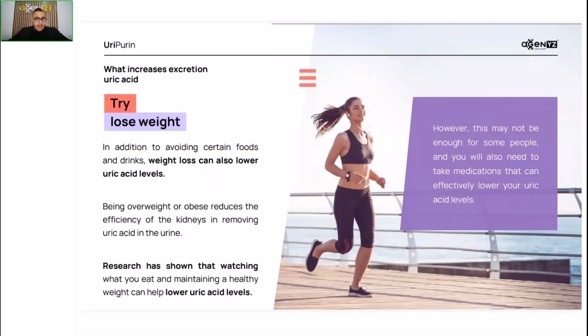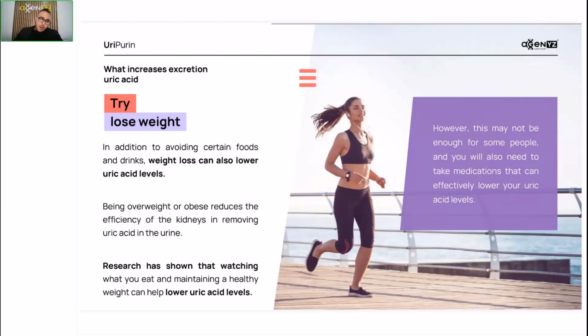And basically, to help us increase the excretion of uric acid from our bodies, we need to lose weight as well if we have an excess amount of body weight. Weight loss can lower your uric acid levels. Being overweight or obese reduces the efficiency of the kidneys in removing uric acid in the urine. Research has shown that watching what you eat and maintaining a healthy weight can help lower uric acid levels.